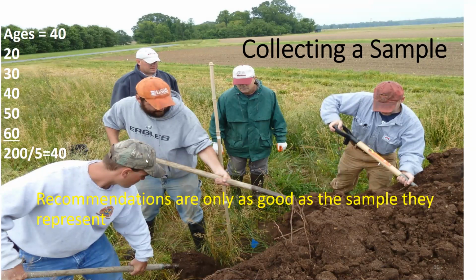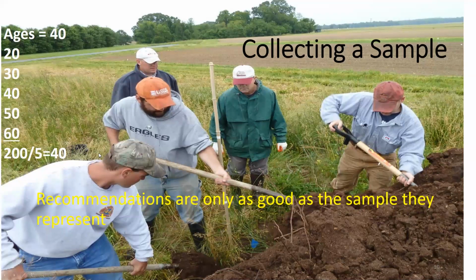20 plus 30 is 25. 20 plus 40 is 30. 20 plus 60 is 40. So any time I take another sample, it's going to get me closer to the mean. That's just a mathematical expression. So utilize that when you're soil sampling.